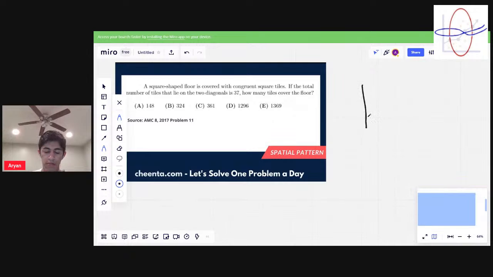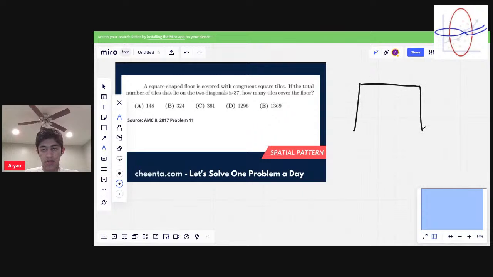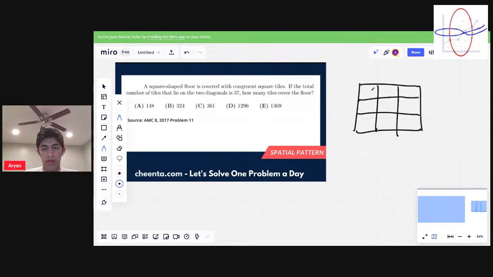Okay, so with this one, you basically have to think about how a square works. For example, if we have a 3x3 square, let's just do this as an example. Our square would look something like this. Then the diagonals would be this and this. If we shade in the squares that the diagonals go through, we get 5 tiles that lie on the diagonals, and 5 tiles on the diagonals corresponds to 9 total tiles.